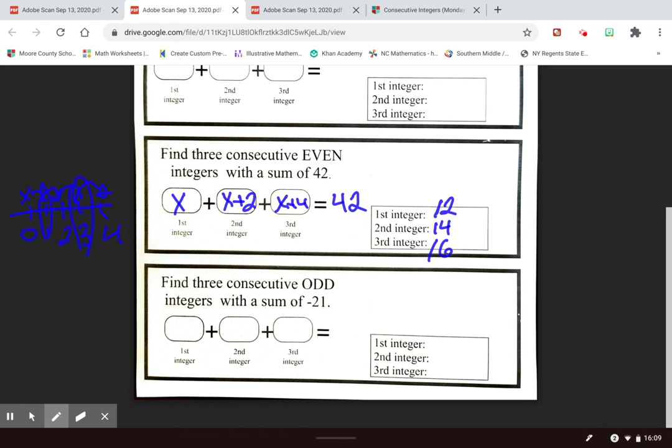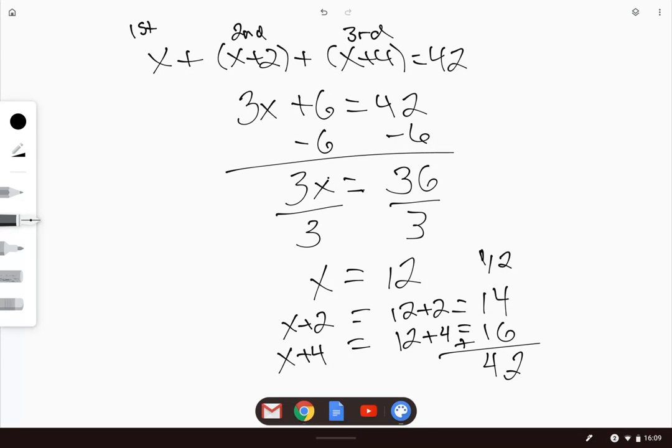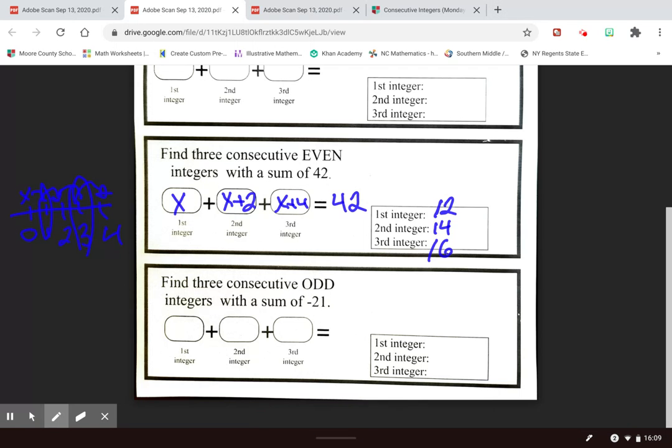So again, if I were to add all these up, 12, 14, and 16, 2 and 4 is 6, plus 6 is 12. Carry a 1, 1, 2, 3, 4. My answer is 42, which is exactly what we said over here. 3 consecutive even integers with a sum of 42.